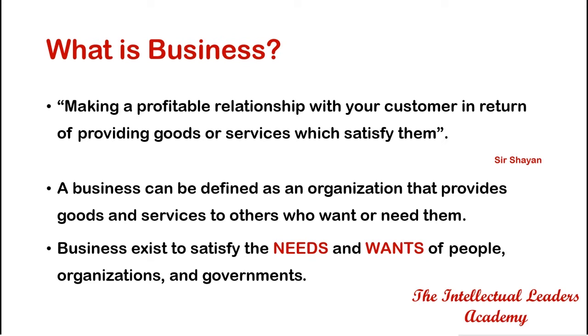Second definition, a business can be defined as an organization that provides goods or services to others who want or need them. These are the two new words which you can see and I have highlighted them with red color. The third definition, business exists to satisfy needs and wants of people. That means the reason of existence of business is to satisfy the needs and wants of people, organization or the government. So these are the basic definitions of business.